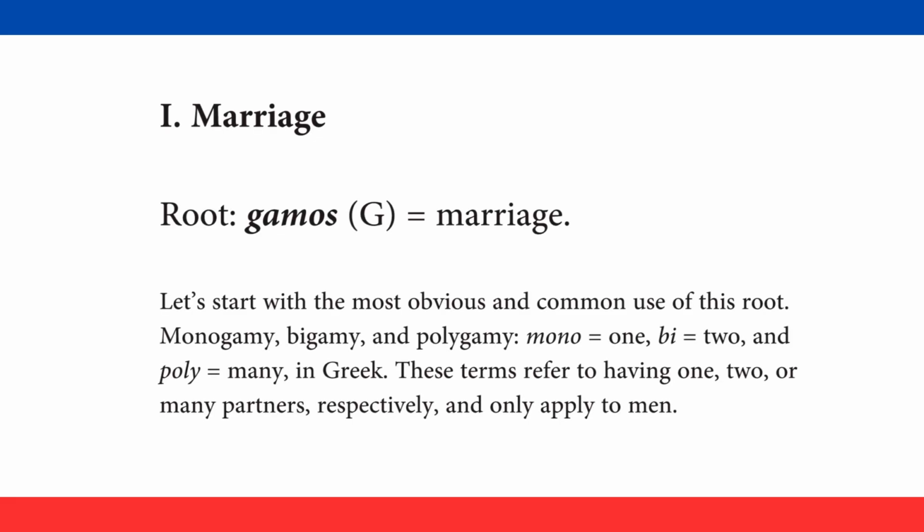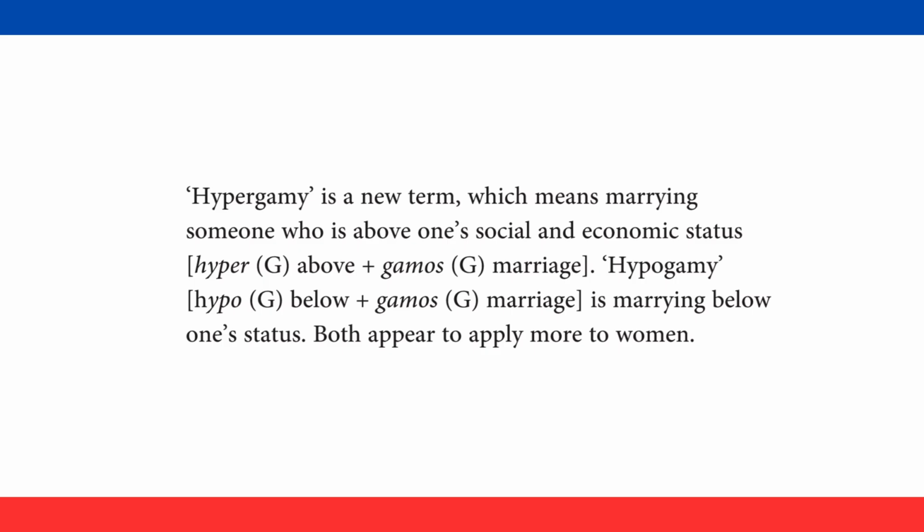Section 1 is marriage. The first root is gamos, Greek for marriage. Let's start with the most obvious and common use of this root. Monogamy, bigamy, and polygamy. Here, mono means one, bi means two, and poly means many in Greek. These terms refer to having one, two, or many partners, respectively, and only apply to men.